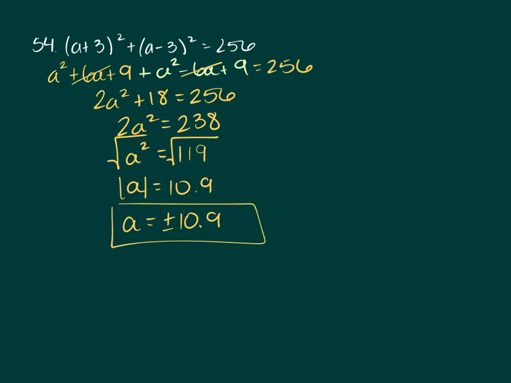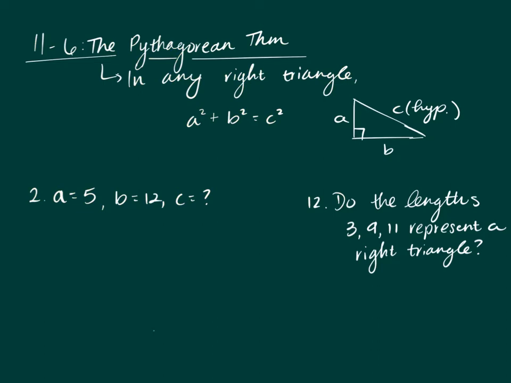Okay? The second lesson is the Pythagorean theorem. This is on page 532, and it's section 11.6. The Pythagorean theorem says that in any right triangle, so the key thing here is that you have a right triangle. If you do not have a right triangle, you cannot use the Pythagorean theorem. Okay? It says that in any right triangle, a squared plus b squared is equal to c squared.